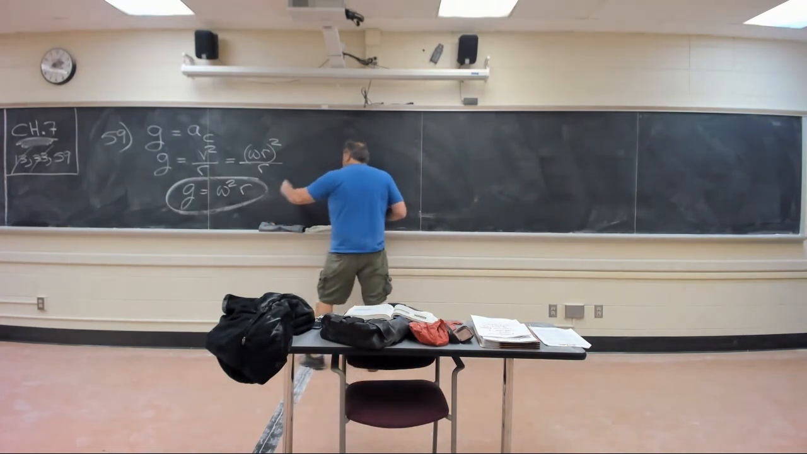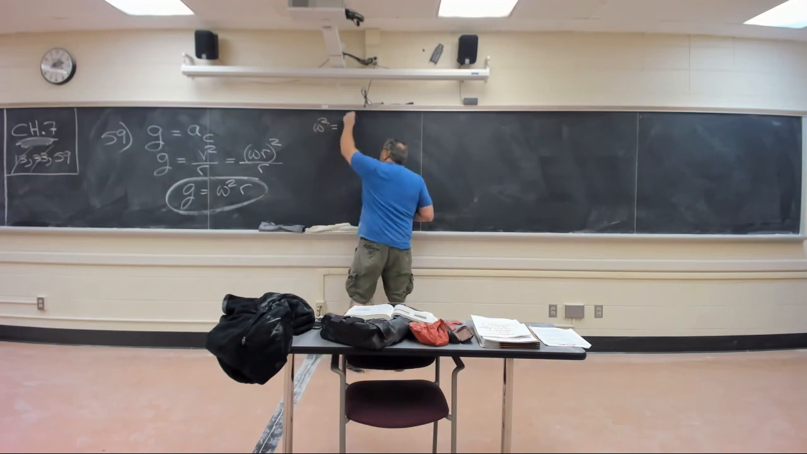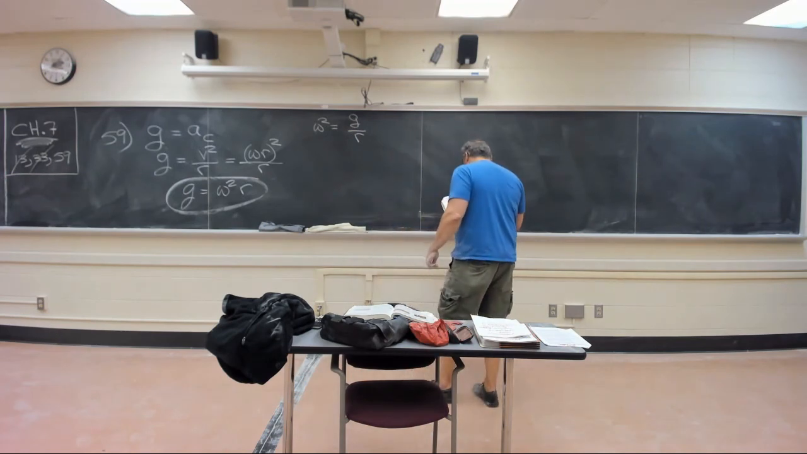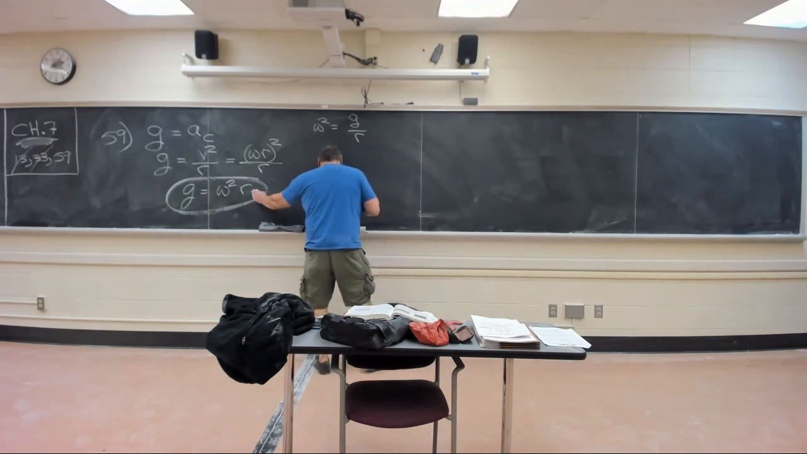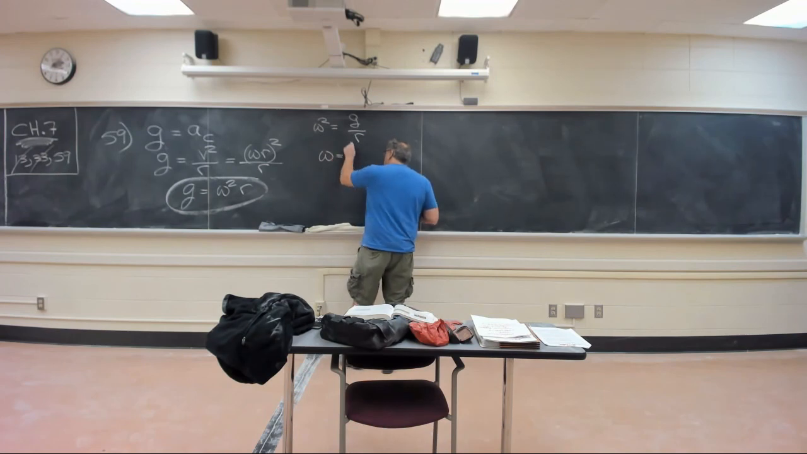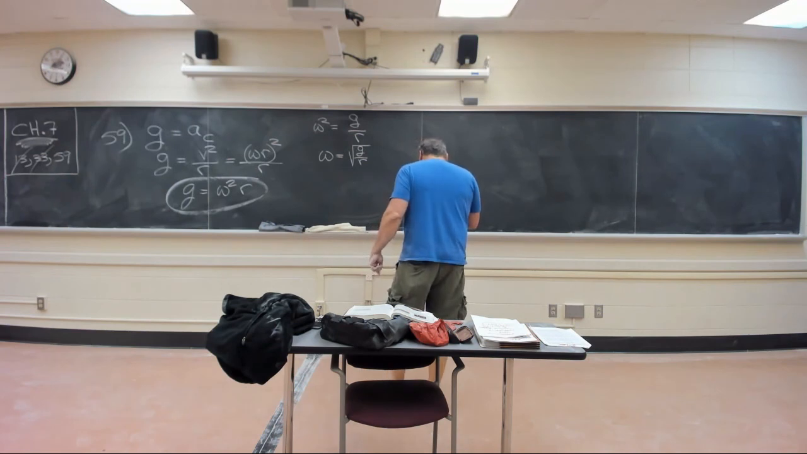Solve for omega. I'll solve for omega squared first. Let me divide by r on each side and I get omega squared. Let me square root each side. Omega equals the square root of the quantity g over r.